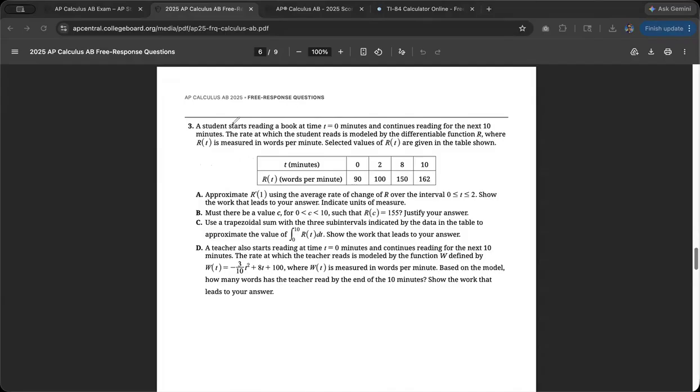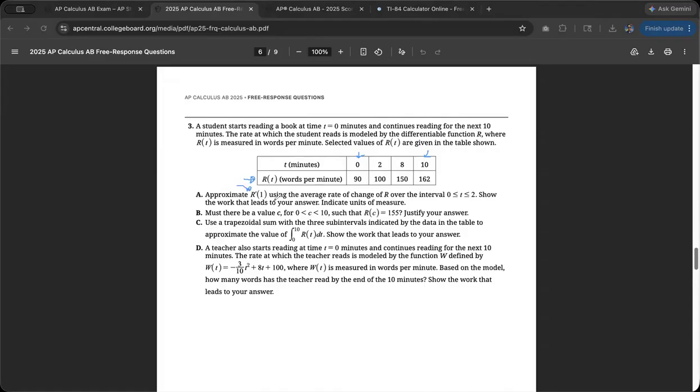Let's go ahead. A student starts reading a book at time t equals 0 minutes and continues reading for the next 10 minutes. The rate at which the student reads is modeled by the differentiable function r, where r of t is measured in words per minute. Selected values of r of t are given in the table shown. Okay, so we're given words per minute from 0 to 10, and given values for each of those.